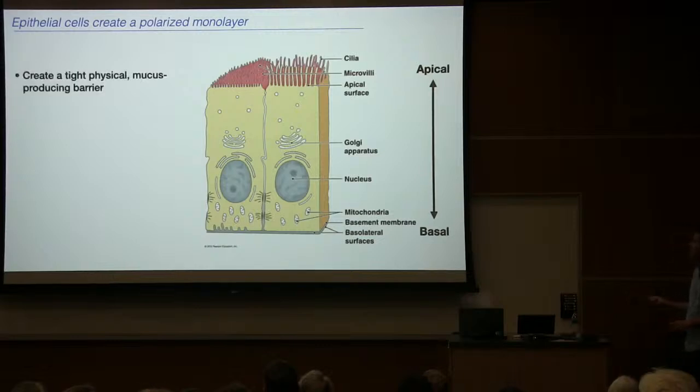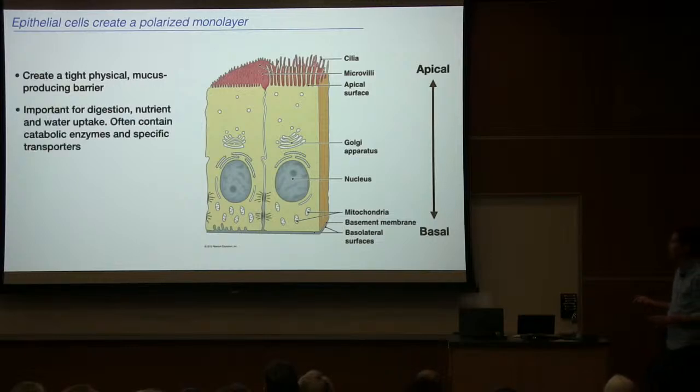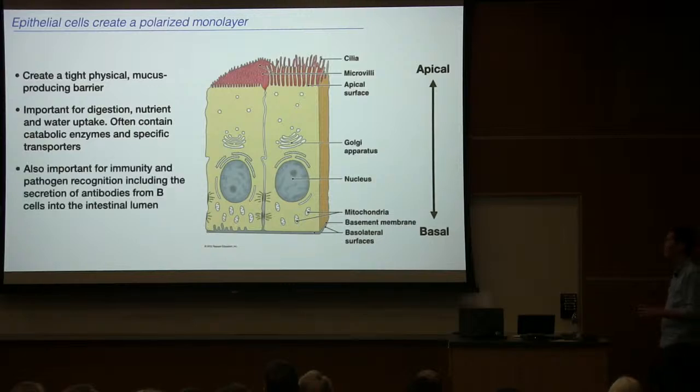And so epithelial cells, like neurons, are very polarized. They have an apical to basal axis. So the apical side often points to lumen, while the basal side points more to like blood vessels in the interior of your body. They create a tight layer. The intestinal cells that we used are important for digestion and nutrient uptake. And they're also important for immunity.